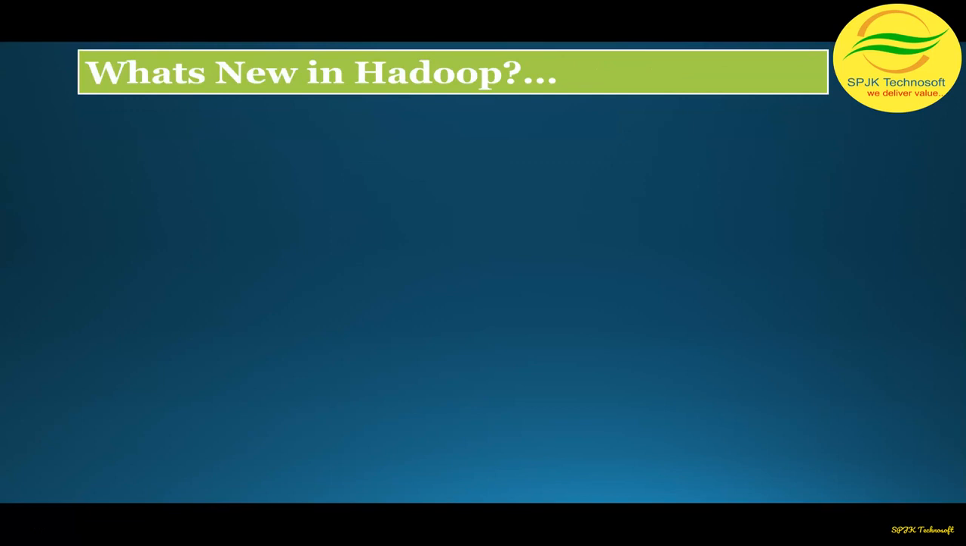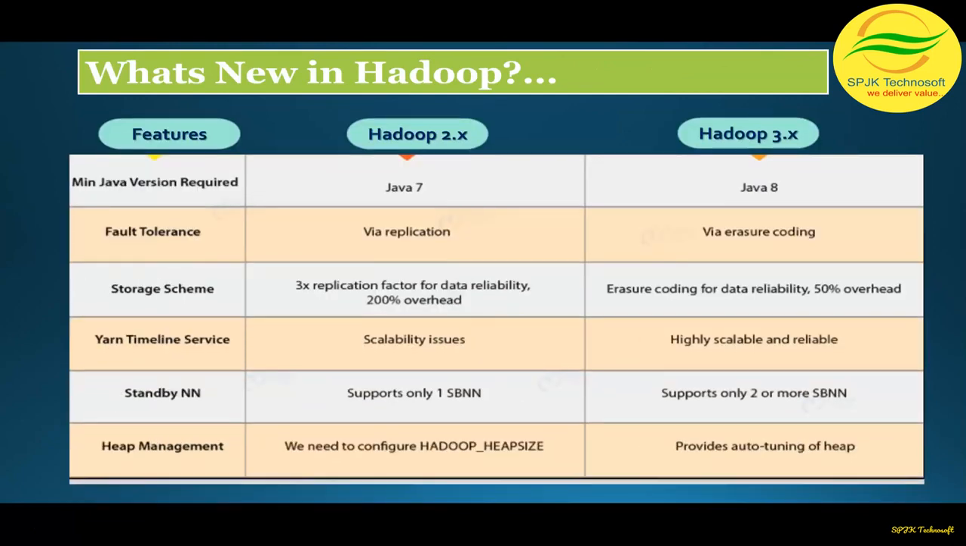Right. So what's new in Hadoop? Let us see. So if you see the features and the comparison between 2.x and 3.x, we see Java version, Java 7 is supported in 2.x and Java 8 in 3.x.